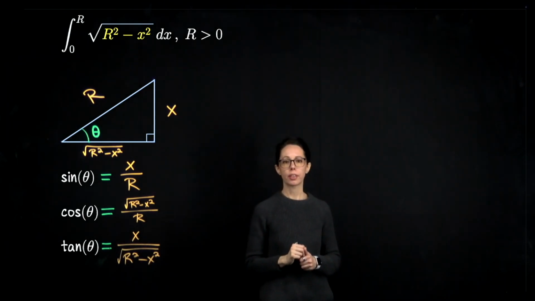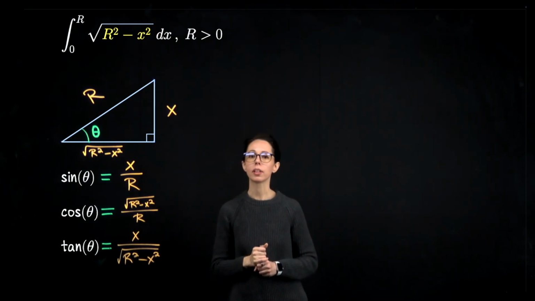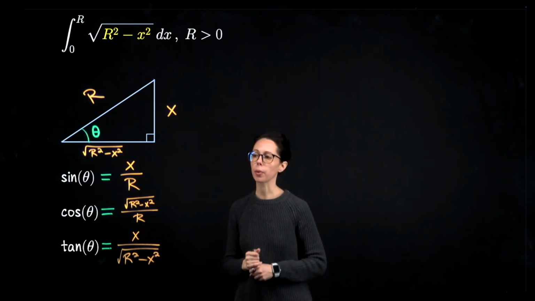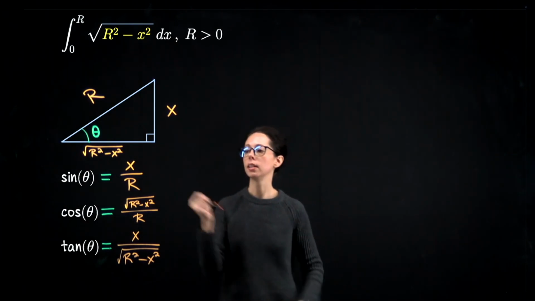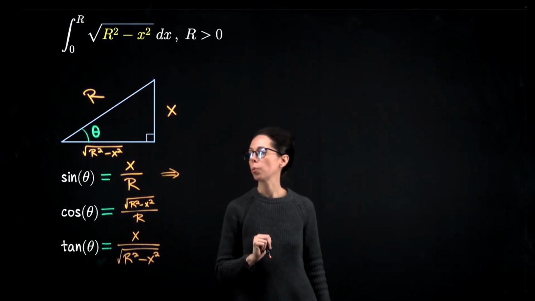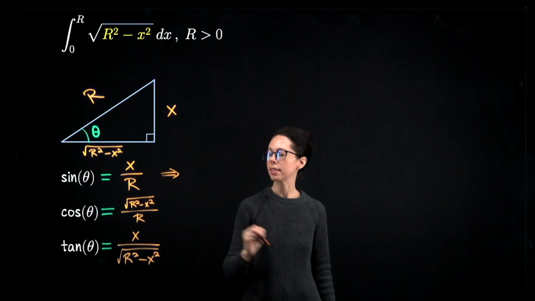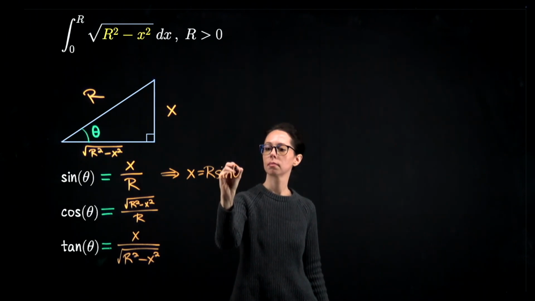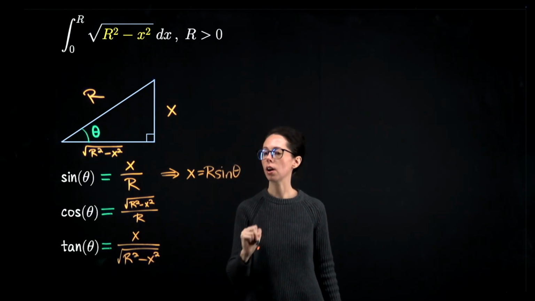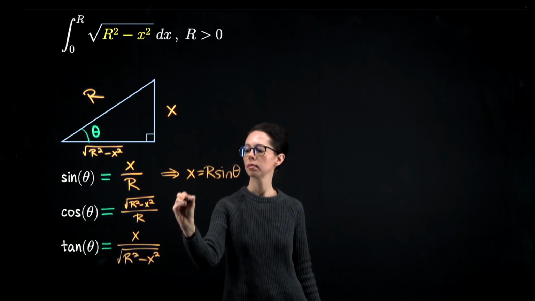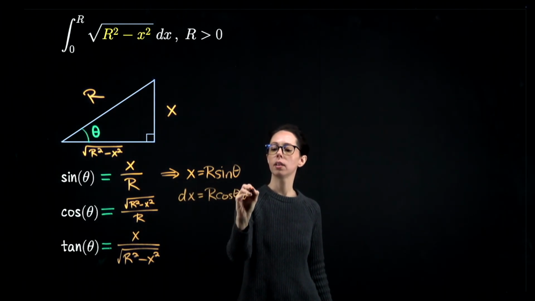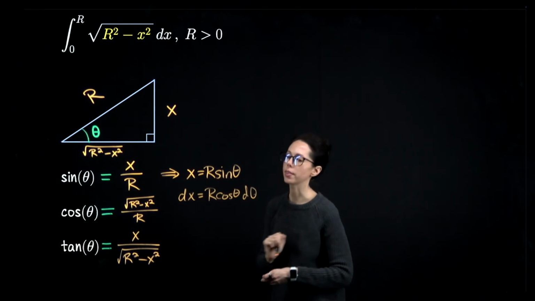Next step is to look at the three ratios that you've written down and figure out if one of them gives you a nice way to link x and your new variable theta. It's definitely going to be the sine expression here. So we'll say that x is r sine theta, which means dx is r cosine theta d theta. So where I have dx in my original integral, I'm going to replace it with this new expression, r cosine theta d theta.